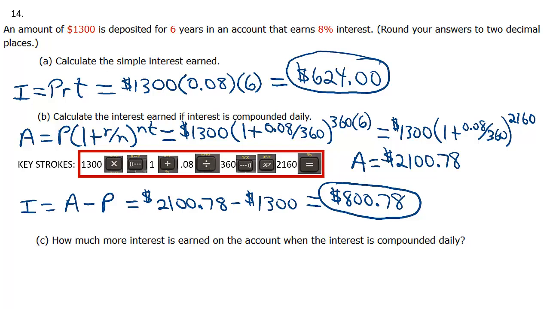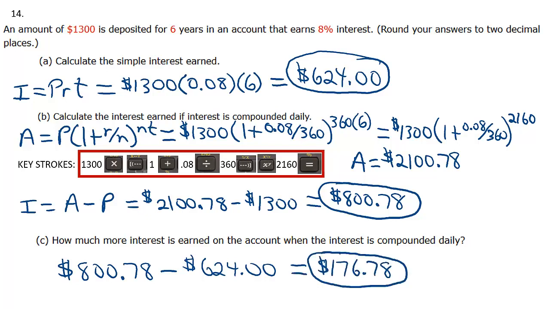And Part C says how much more interest is earned on the account when it's compounded daily. Just subtract those two numbers. In the first case, you earned $624. In the second case, you earned $878. So the difference between those two numbers is $176.78.